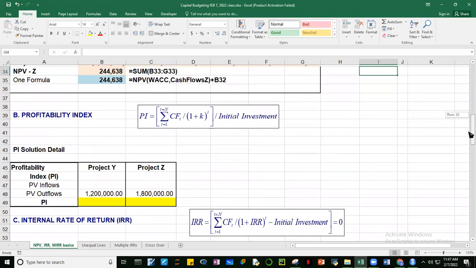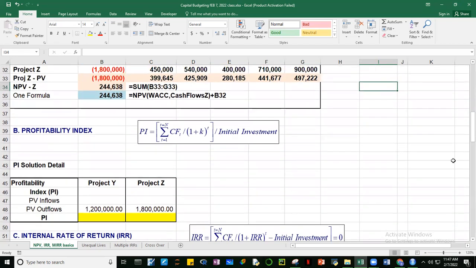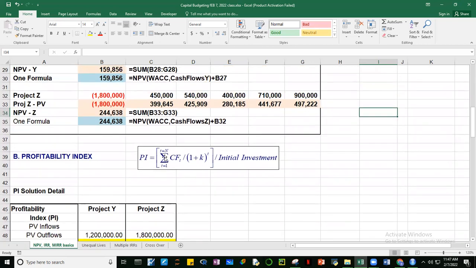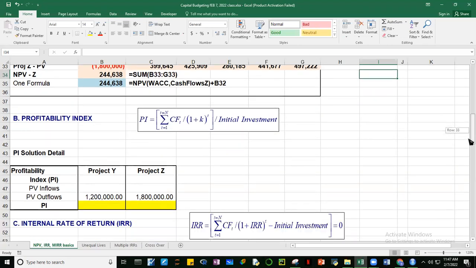Next, we compute for the profitability index. Okay, ano yung profitability index, guys? If you take a look at this formula, this is the sum of your cash flows, from t equals 1 to n. Ibig sabihin nito, guys, ang ina-add natin, this is discounted, no? So mga present values from period 1 up to period n. So ibig sabihin yung mga inflows lang. And then i-divide natin ng initial investment, which is our outflow. Okay, so let's do this.